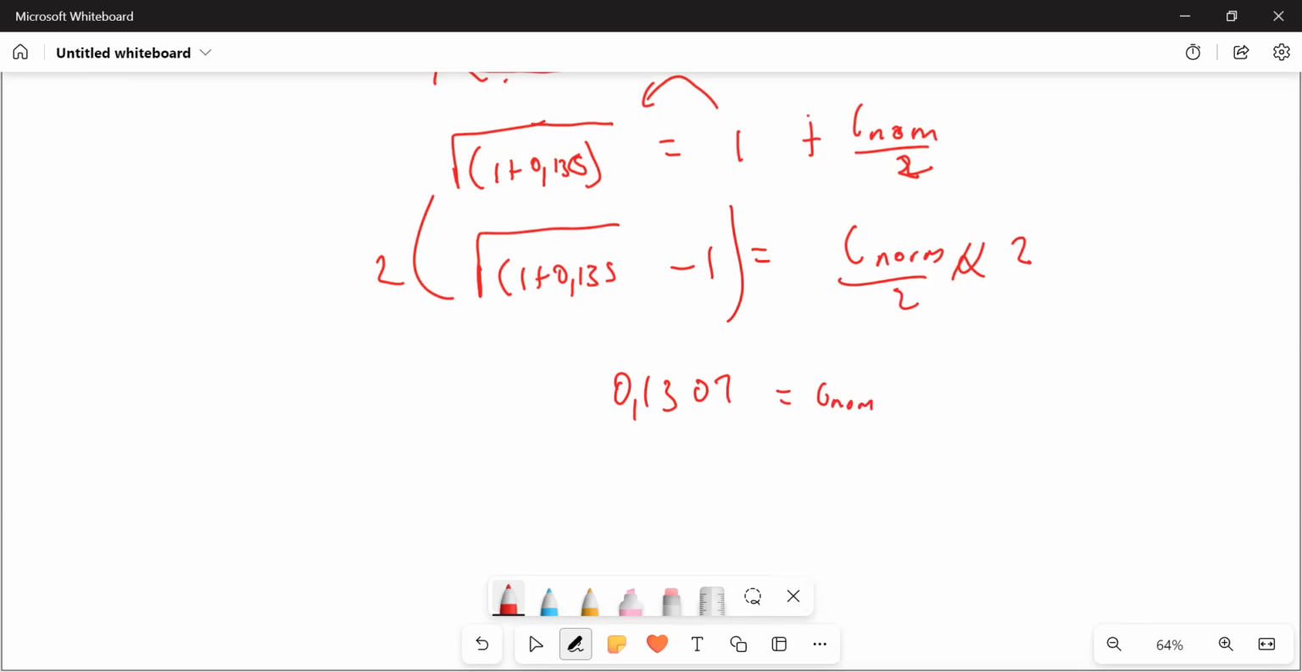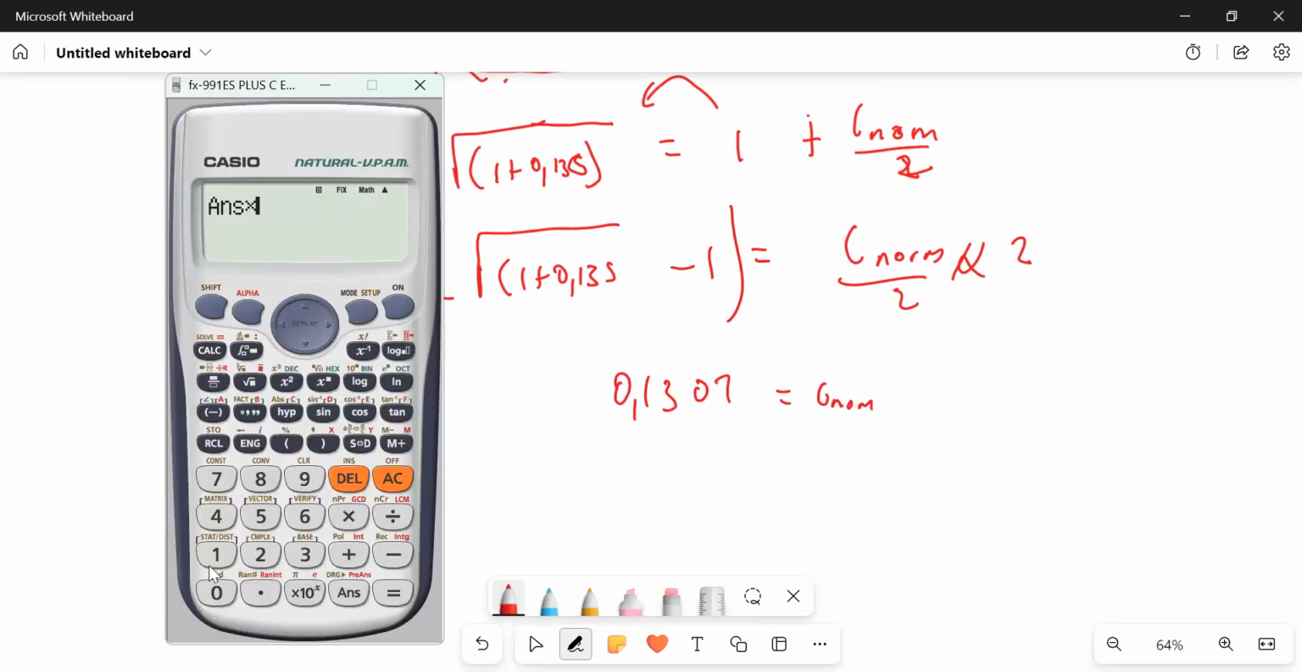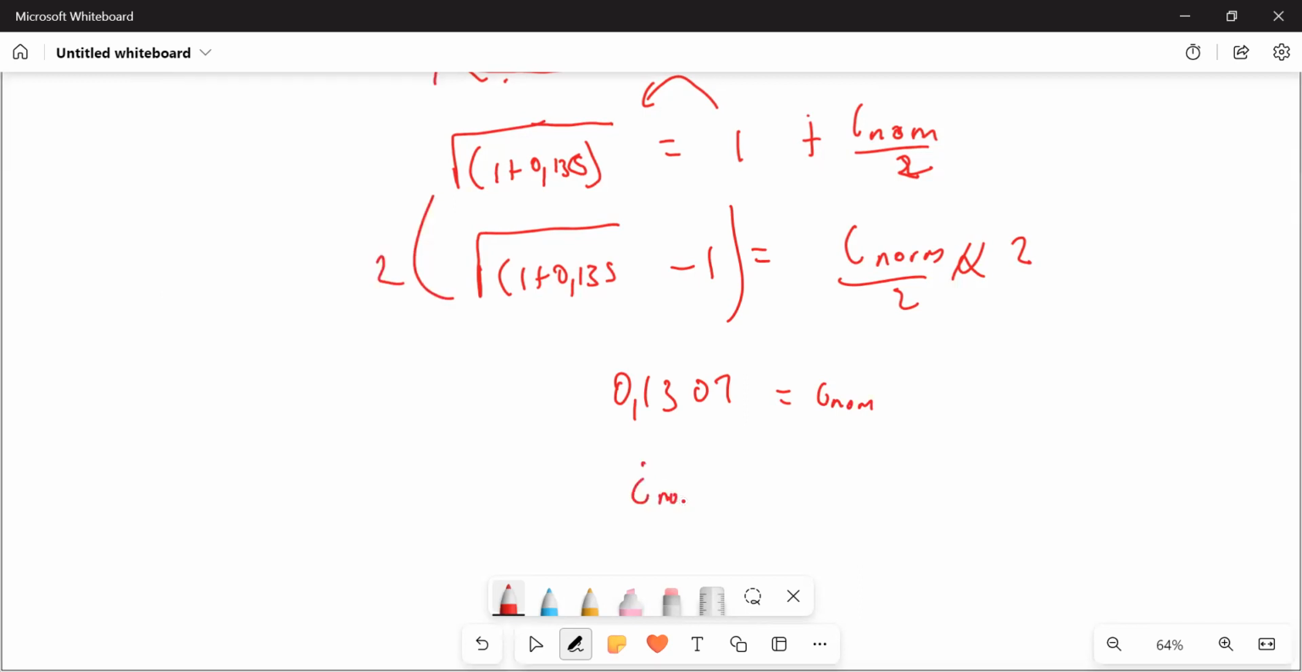Now, we are going to multiply this by 100. If we multiply this by 100, our I nominal is going to be 13.07%. And then guys, one thing that you need to know, you are going to get it, whether you like it or not.